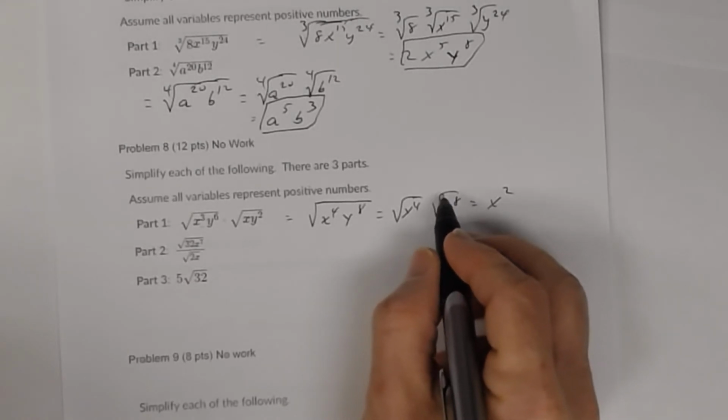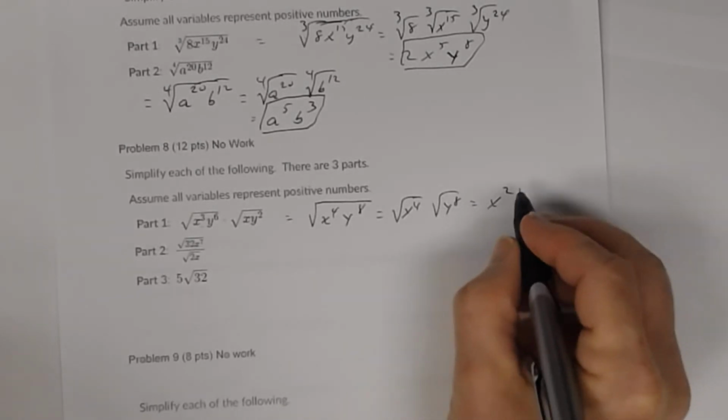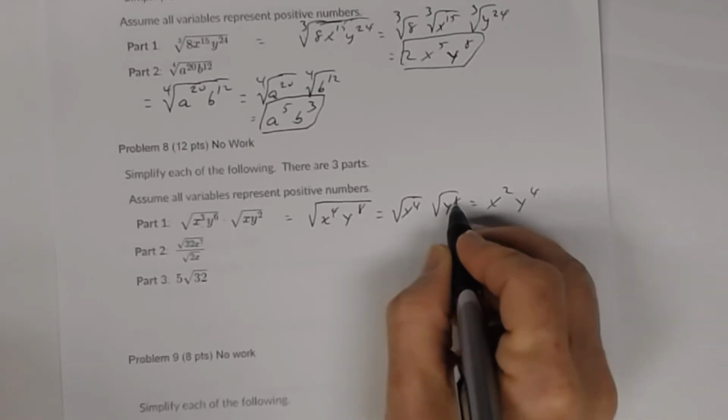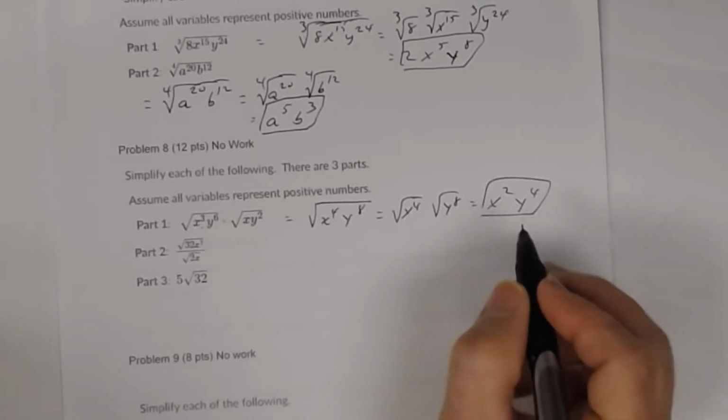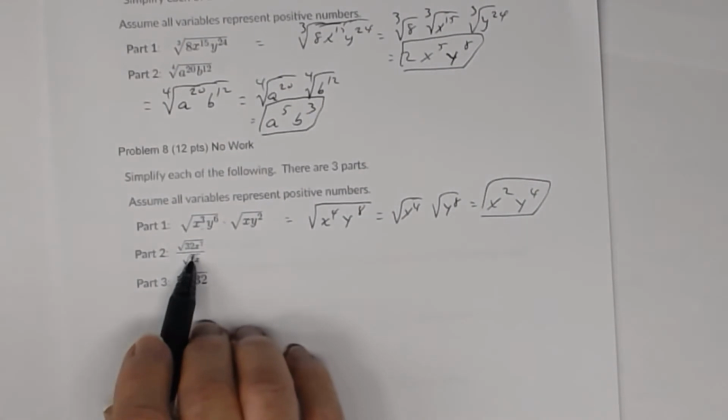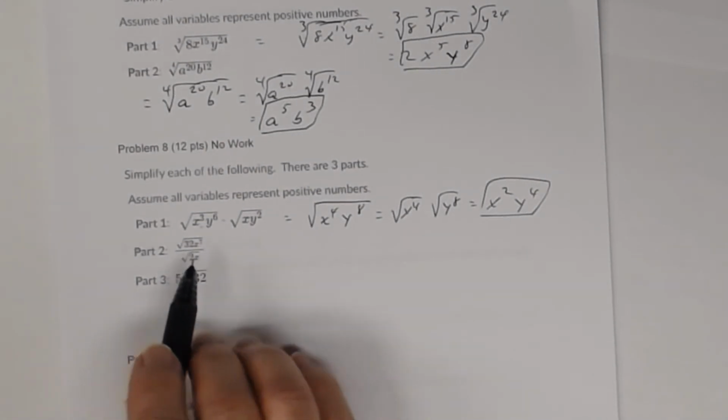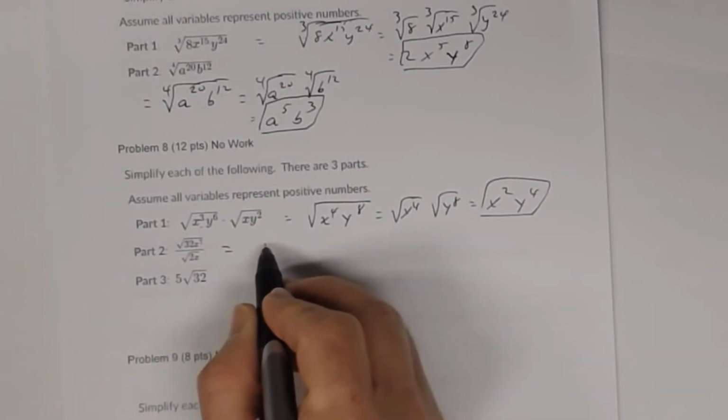The index is 2, so what times itself twice is y to the 8th, and so that will be y to the 4th. 8 divided by 2 is 4. So that's that one. Now in this one, you want to use the quotient property first. So the way I would do this, let me go ahead and write this over.